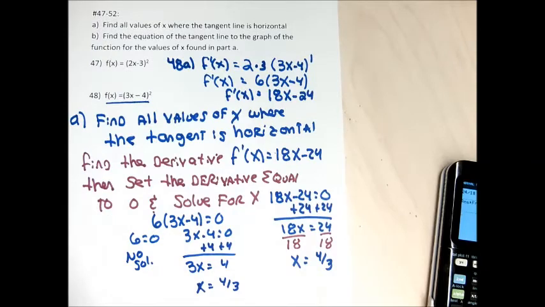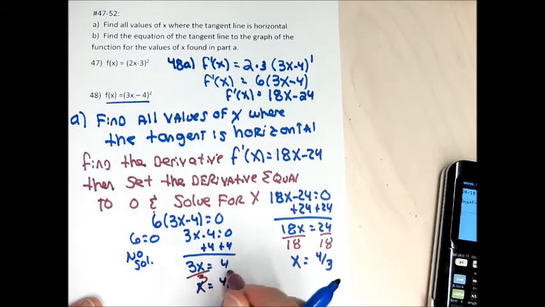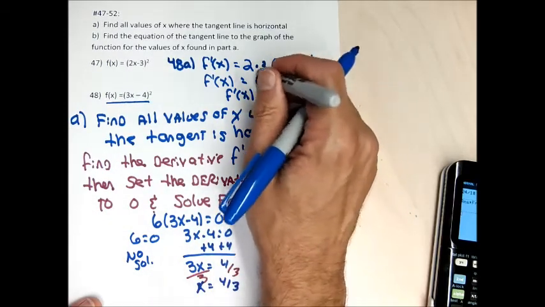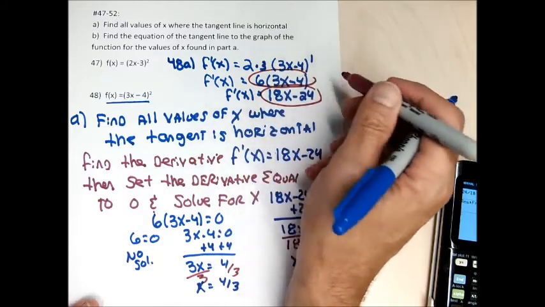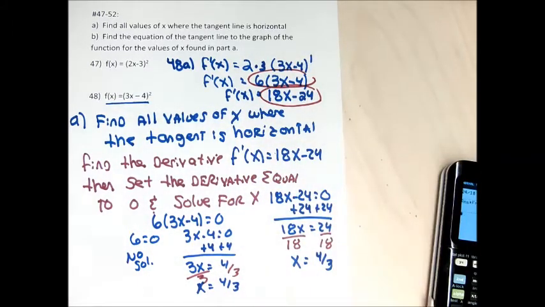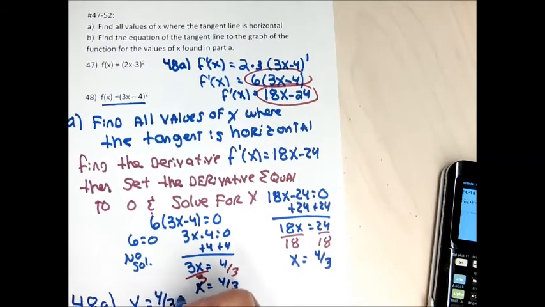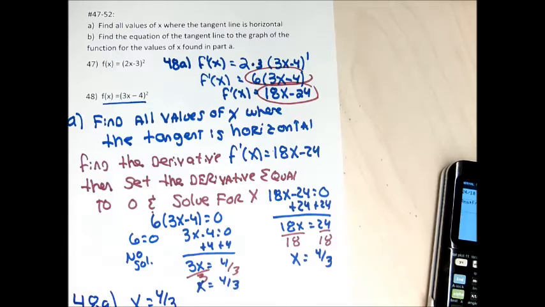So whether I did or didn't take the time to multiply out the parentheses, after you find the derivative, you set the derivative equal to 0. Whether you leave it with the parentheses or clear the parentheses, you still get the same answer. So the answer to 48a is x equals 4/3. Done with part A. I'm going to need a whole sheet of paper to do part B.